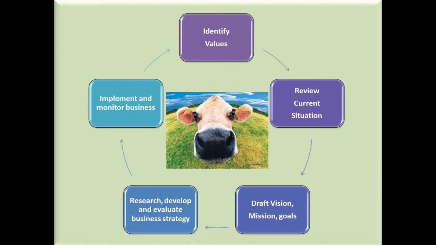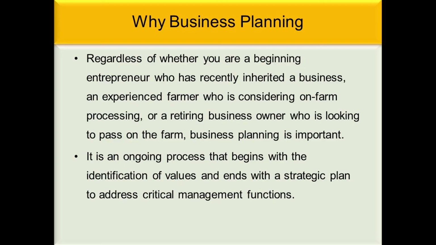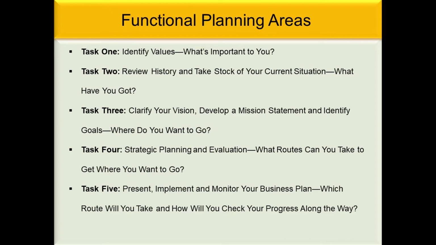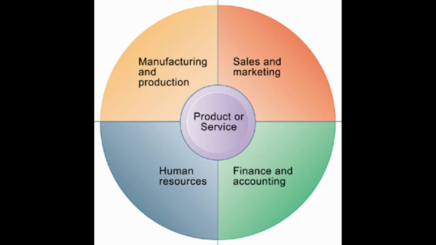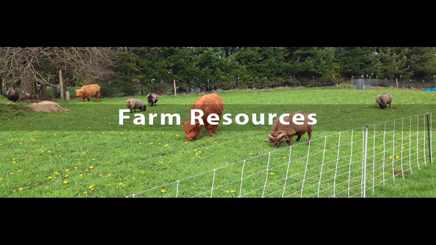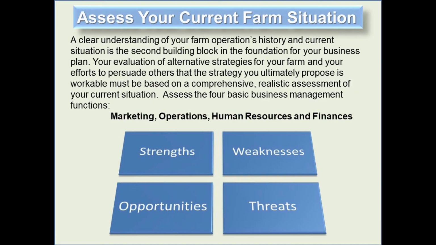The current circumstances surrounding your life and business can create unique opportunities as well as obstacles. This section guides you through a description of your current situation for each of 4 business management functions: marketing, operations, human resources, and finances. This is a chance to inventory your resources and assess how well you are using them. In each management area, you'll collect facts and figures that will help you evaluate your operation in terms of strengths, weaknesses, opportunities, and threats, SWOT.